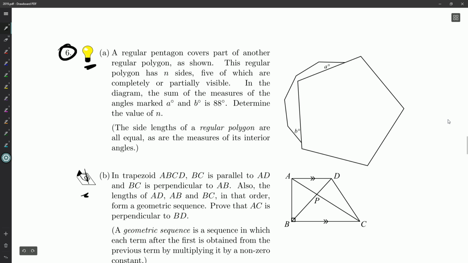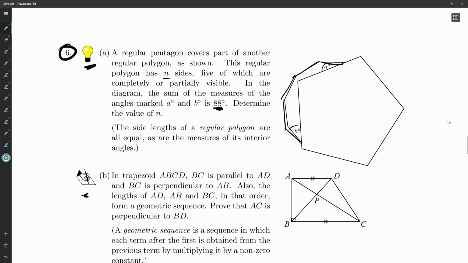A regular pentagon covers part of another regular polygon as shown. This regular polygon has n sides, 5 of which are completely or partially visible. In the diagram, the sum of the measures of the angles A and B is 88. Determine the value of n.